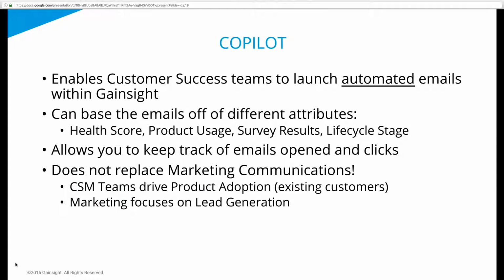So for some more information on Copilot, Copilot enables customer success teams to launch automated emails within Gainsight. You'll be able to schedule them and have them sent on a regular basis, and also you can select which customers are going to receive which emails to help you target different marketing segments. In addition to that, you'll be able to base the emails off of different attributes, so you can base it off of a health score, product usage, survey results, or the life cycle stages that someone may be in. It's going to allow you to keep track of different emails opened and clicks due to the analysis.